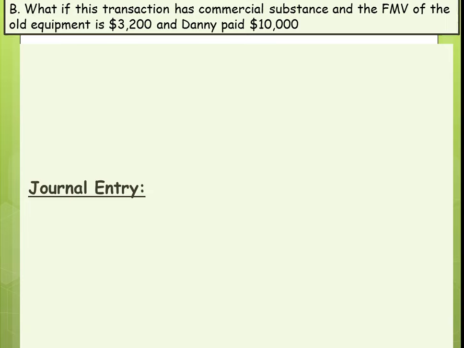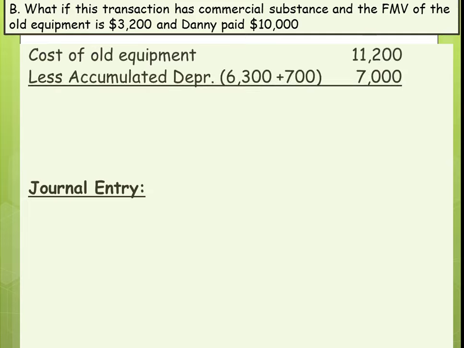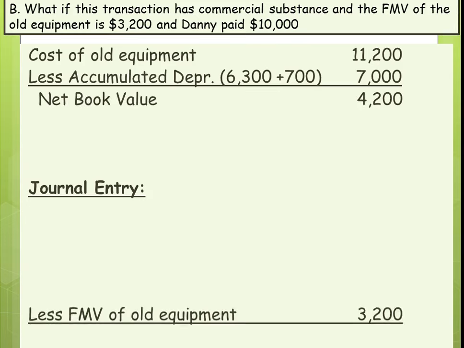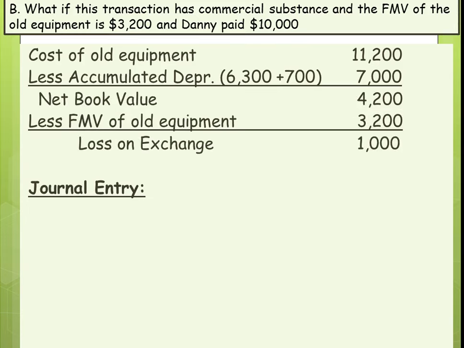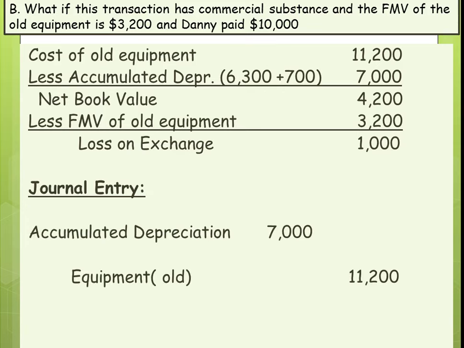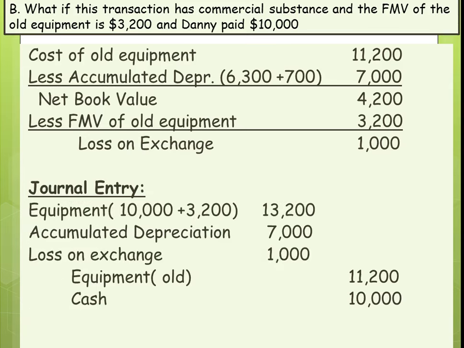Now, what happens if the same transaction has commercial substance, and the fair market value of the old equipment is $3,200? We go through the same process, and in this case, we end up with a loss. So again, we take the old equipment off the books, we book the cash, we book the loss, and now we have the new value of the equipment, which again is the cash plus the fair market value of the old.